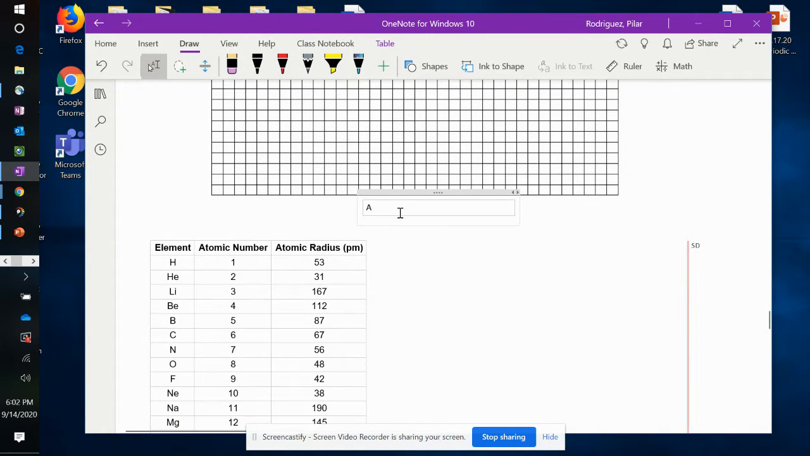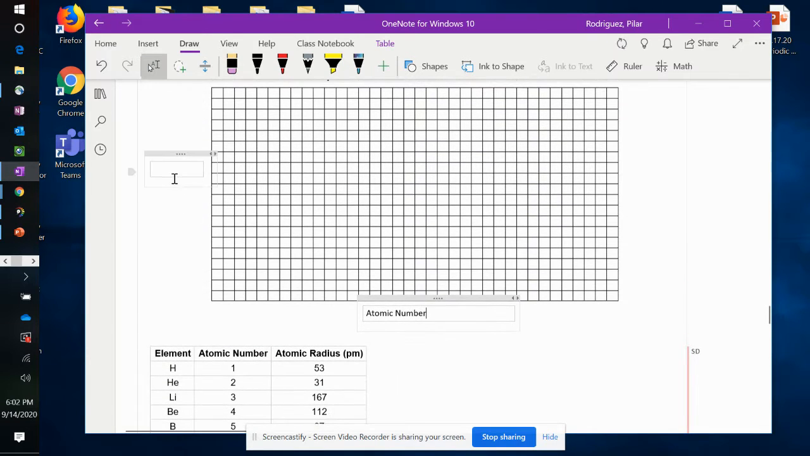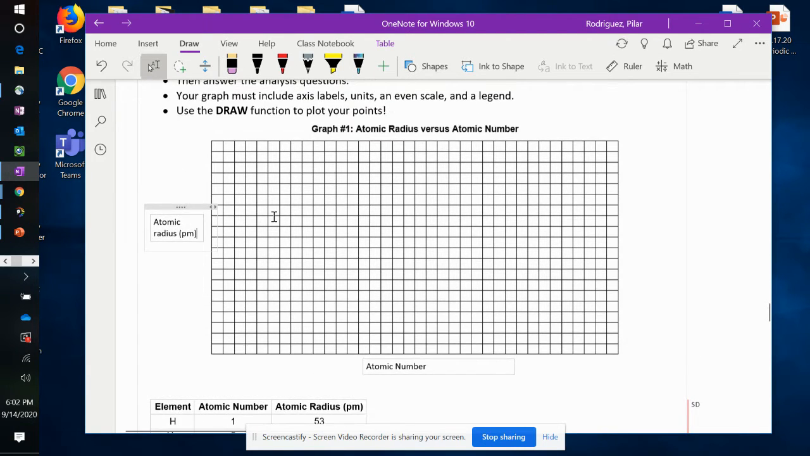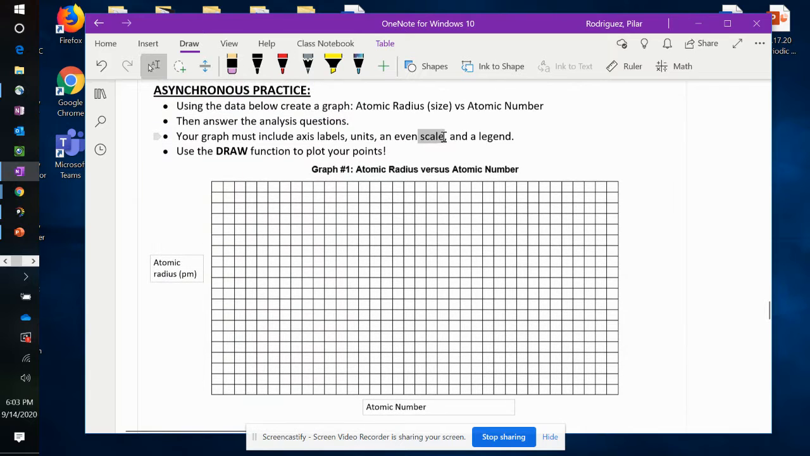So I'm going to write atomic number, and then on my y, I will write the atomic radius, and I have to include the unit. And this one is PM, parts per million, I'm assuming. Okay, so now I can start graphing because I have my axes labels, my units, an even scale, and a legend. Ooh, so I need a scale. So a scale.